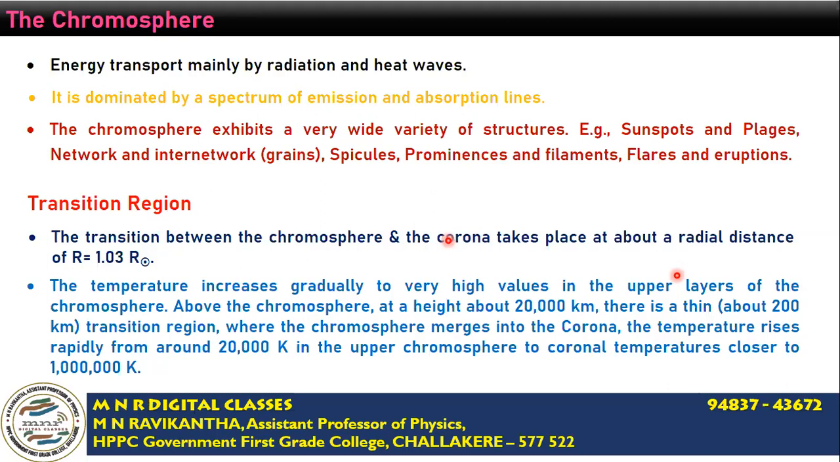Above the chromosphere, at a height of about 20,000 kilometers, there is a thin transition region having a thickness of about 200 kilometers, where the chromosphere merges into the corona. Here, the temperature rises rapidly from 20,000 Kelvin in the upper chromosphere to coronal temperatures closer to 1 million Kelvin. We have a transition layer about 200 kilometers thick. In this transition layer, the temperature gradually increases from 20,000 Kelvin to 1 million Kelvin.